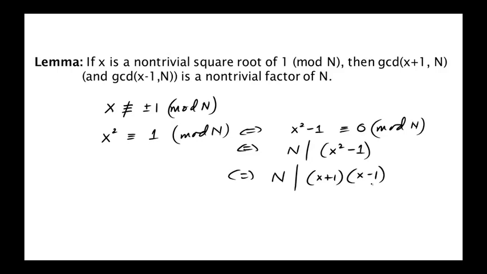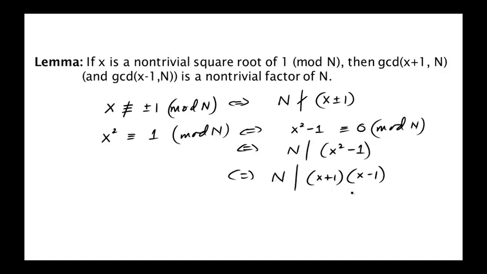Okay, but what do we do with this? Well, remember, also x is not congruent to plus or minus 1 mod n, which is the same thing as saying, by the same kind of reasoning, that n does not divide x plus or minus 1. Okay, so now n divides x plus 1 times x minus 1, but n does not divide x plus 1 and n does not divide x minus 1. So how could it be? How could it be that n divides this product but it doesn't divide either one?